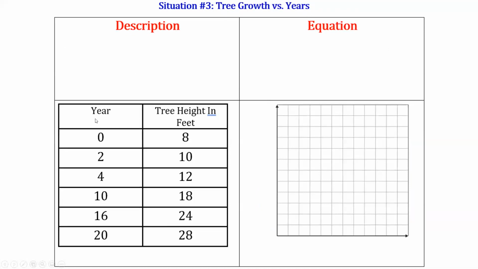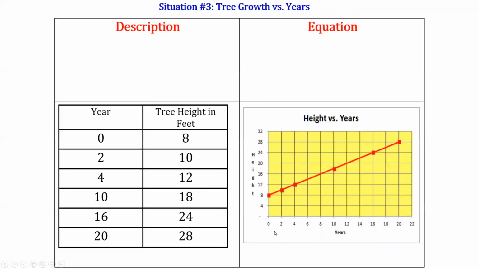Let's look at the next one, situation number 3, which looks at tree growth versus years. And this one gives us the table this time. When I'm given the table, what I like to do is just go to the graph right away. And same thing, these are ordered pairs: 0, 8; 2, 10; all the way to 20, 28. So when I plotted this, I used my scale. On my x-axis, I went by 2s, and on my y-axis, I went by 4s. So you can see I plotted the graph pretty similarly to the last two.